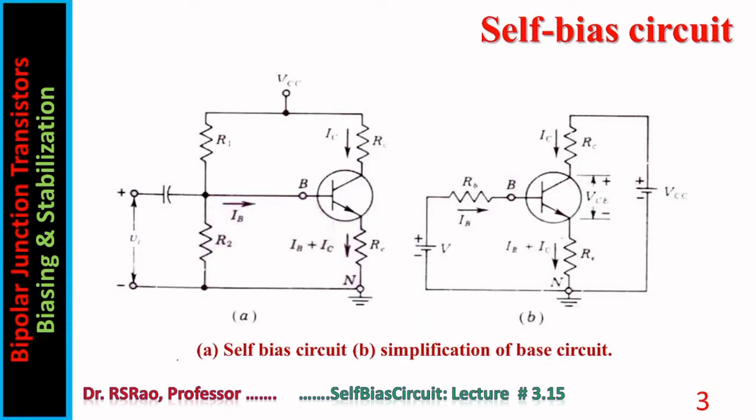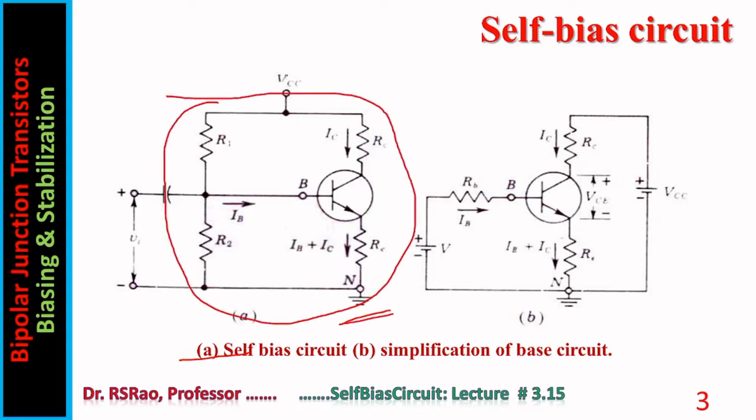Here is shown the circuit. This is amplifier circuit. VCC is DC power supply or bias supply voltage. R1, R2, these are called bias resistors. RC is collector resistor. RE is emitter resistor. One can see here a capacitor too on the input side. Output side also one can find a capacitor, but here it is not shown.